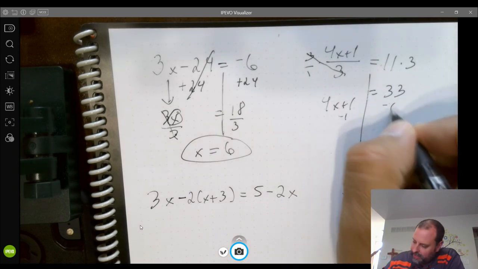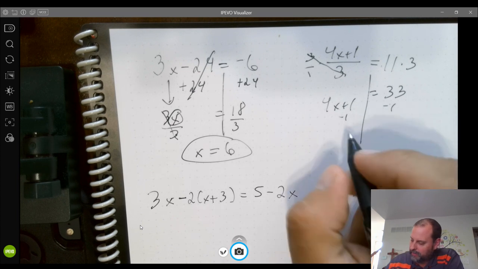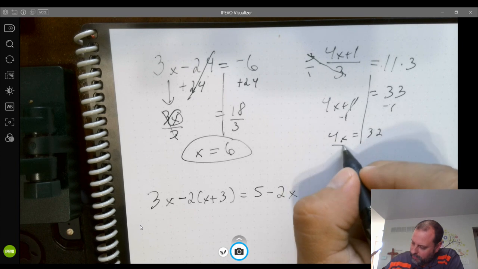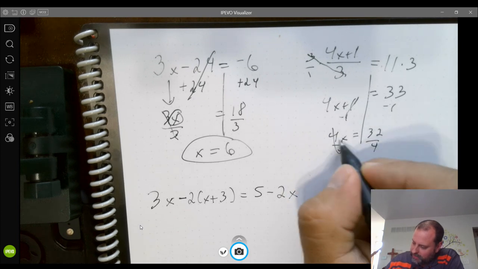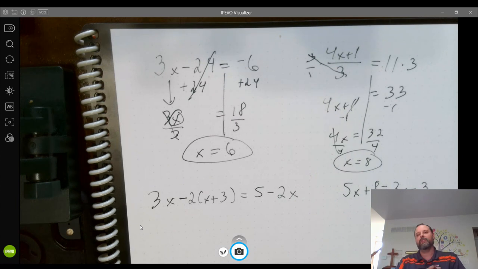Now I could isolate by adding or subtracting. Here, since it's plus 1, I do the opposite, -1. So I get 4x is equal to 32. I want to get that x all by itself. The 4 is attached by multiplication, so I divide by 4, and I get x is equal to 8.